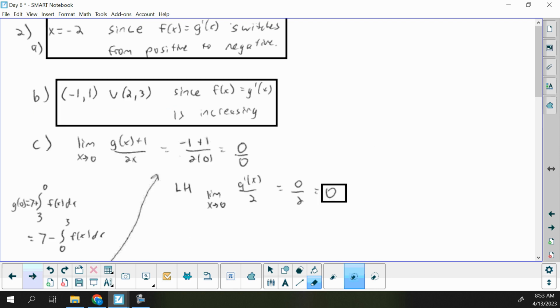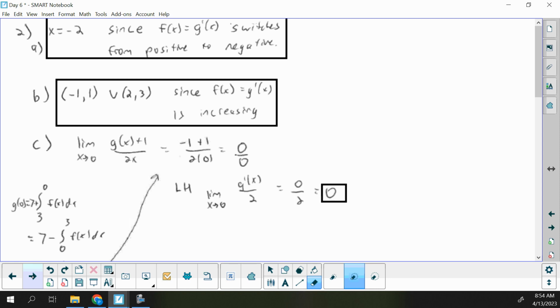And moving over to the last one. So if g is the antiderivative of f, that means f is the derivative of g. So if we want to know where g has a relative max, we're looking at its derivative graph, so in other words f, where it switches from positive to negative because we want a maximum. So looking at that graph, it only switches from positive to negative when x is equal to negative 2.